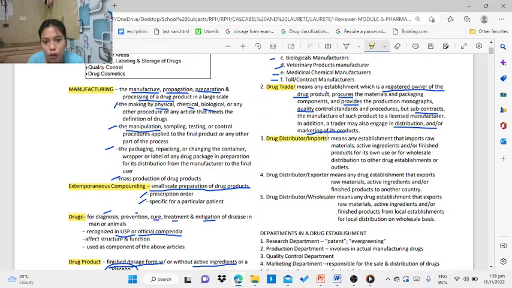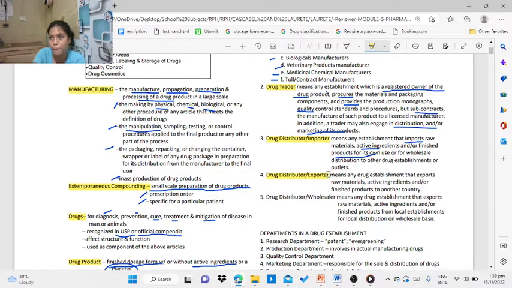Then drug distributor means any establishment that supplies raw materials, active ingredients, finished products, for distribution to a drug establishment. We also have drug importer. We also have here drug distributor slash importer. It's very different.